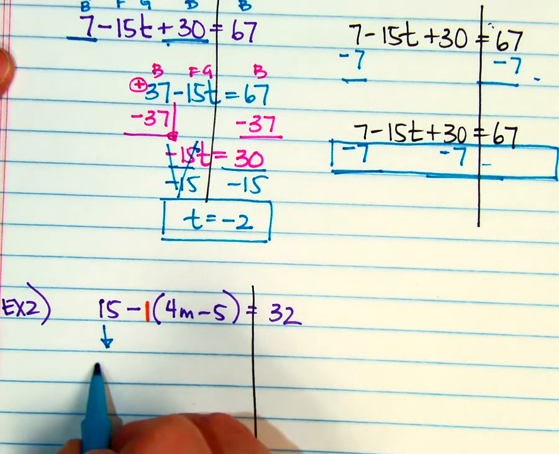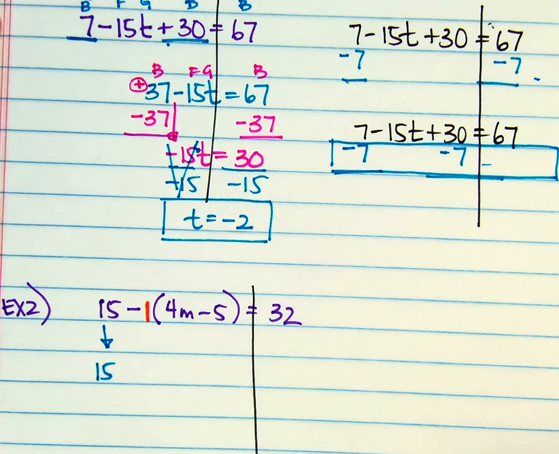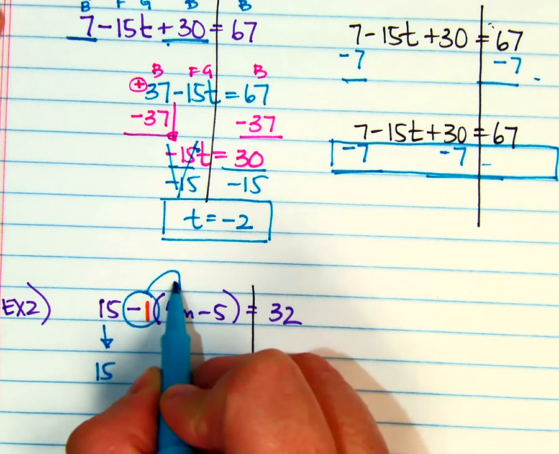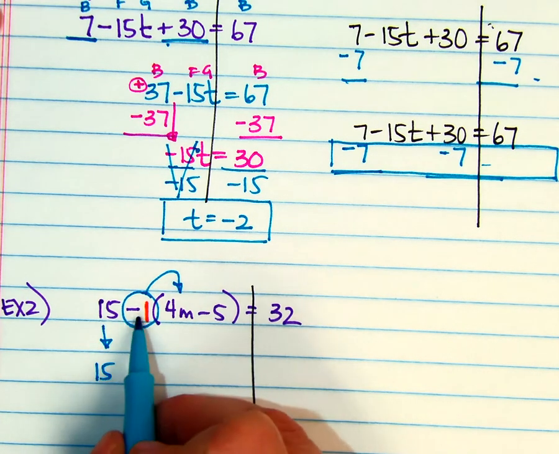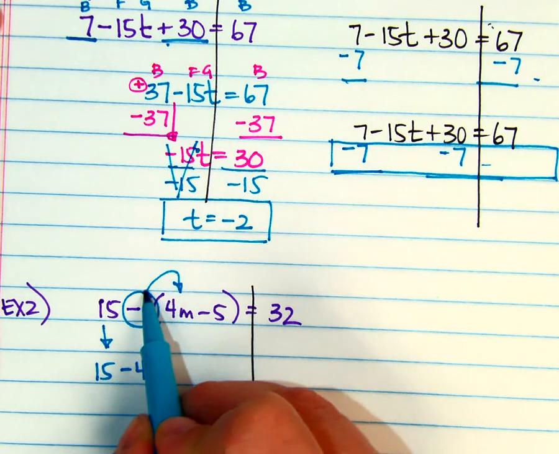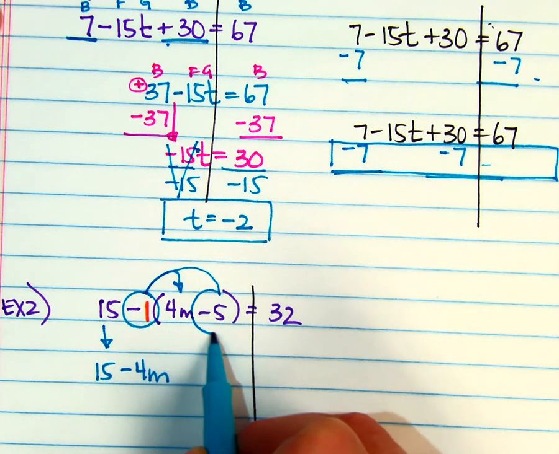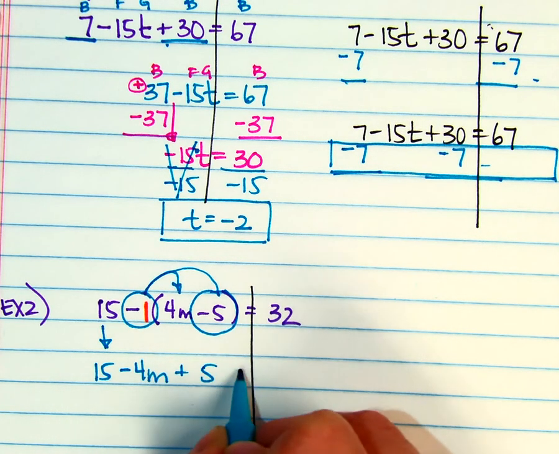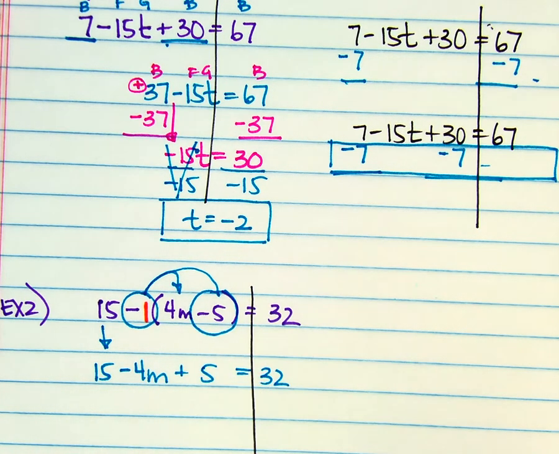So I am going to just bring down the 15. I'm going to have to distribute the negative 1. Negative 1 times a positive 4m. Negative times a positive gives me a negative 4m. Negative times a negative, another common error right there, is a positive 5 equals 32.